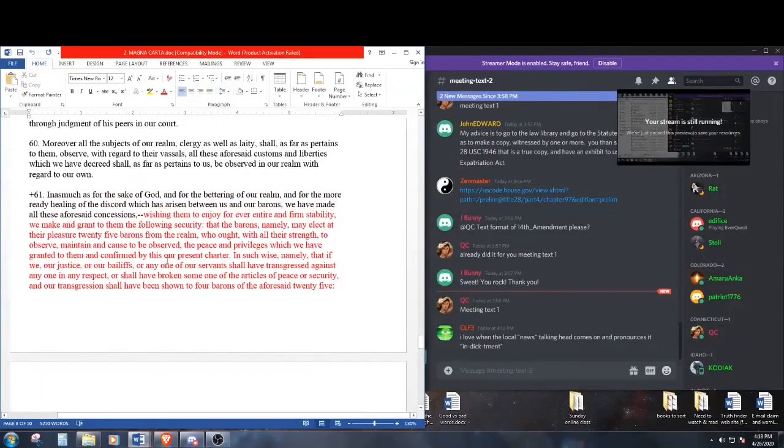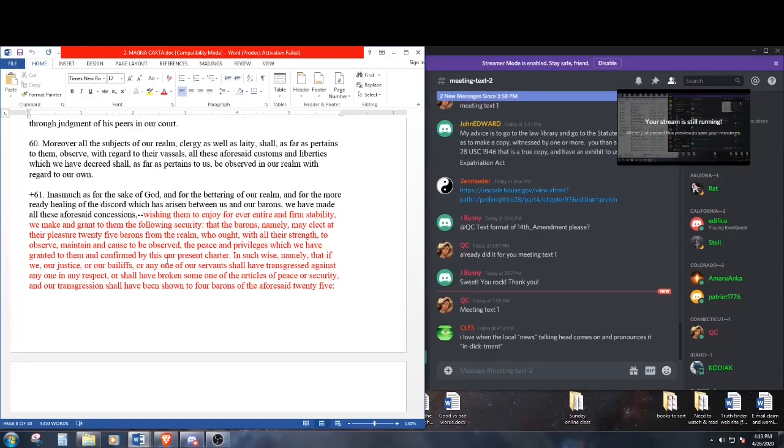So, inasmuch as, but I'll start from the beginning, inasmuch as for the sake of God and for the bettering of our realm, and for the more ready healing of the discord which has arisen between us and our barons, we have made the aforesaid concessions. Wishing them to enjoy forever entire and firm stability, we make and grant to them the following security.